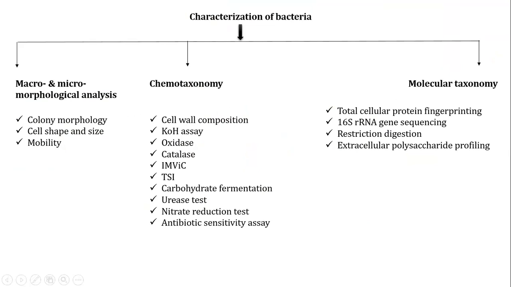So here I basically divide them into three categories: macro and micro morphological analysis, chemotaxonomy. I would say these two assays usually will give the bacterial family or genera, but for species diagnosis, you need to go for molecular taxonomy, which involves sequencing the 16S rRNA gene. This is the molecular marker for all bacterial species.